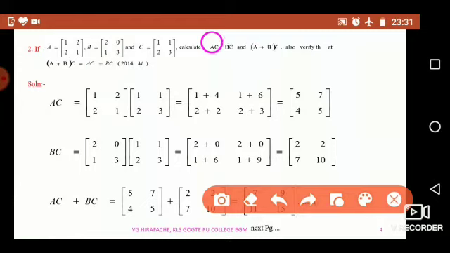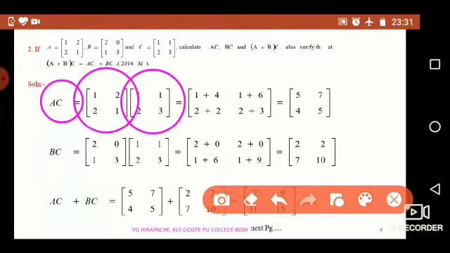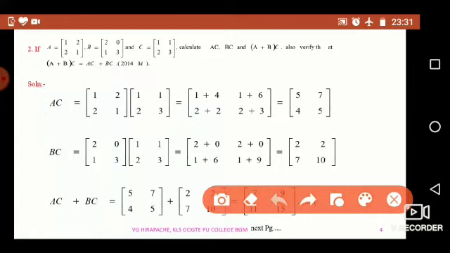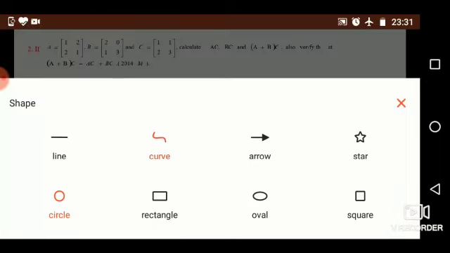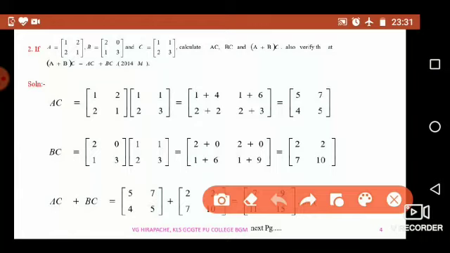Now dear students, let me find out first what is AC. We'll find out the AC matrix, matrix A into matrix C. Dear students, let me recall the algebraic operations of matrices. Here we know the matrix multiplication. Two matrices are multiplied if the number of columns in the first is equal to the number of rows in the second. Then we multiply the first row with the first column, we get the first element. We multiply the first row with the second column, we'll get the second element.